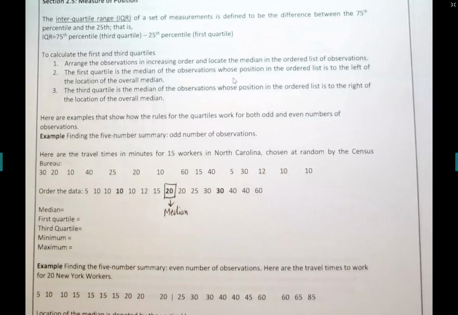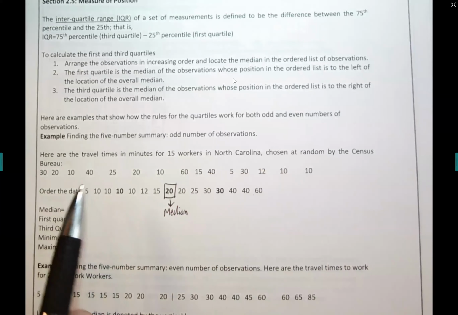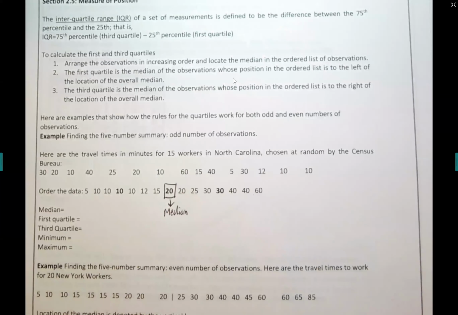Okay. If I want to find the lowest value, it is 5, guys. The largest value is 60, but he wants us to find the first quartile and the third quartile. Let me define the first quartile. The first quartile is the middle of the first half of the data set.